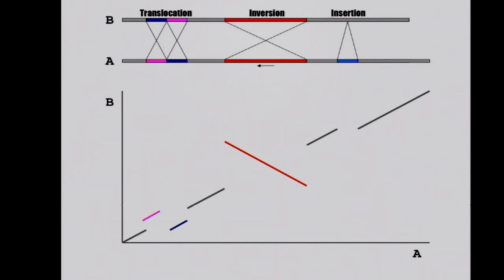Had it been the other way around, where the insertion was in B, this segment along the diagonal would have jumped up. That would have indicated where the novel sequence is in B, and then continue on along the diagonal.